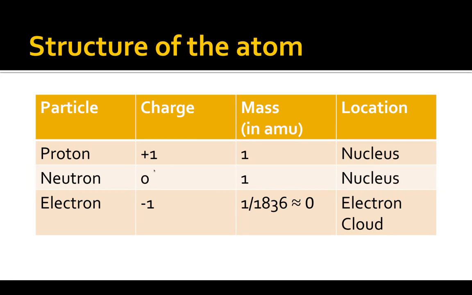Protons have a positive one charge, neutrons have no charge, electrons have a negative one charge, which leads to the lamest joke in all of chemistry. A neutron walks into a bar. The bartender says, "For you, no charge."